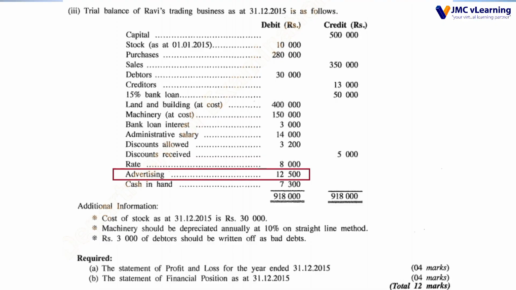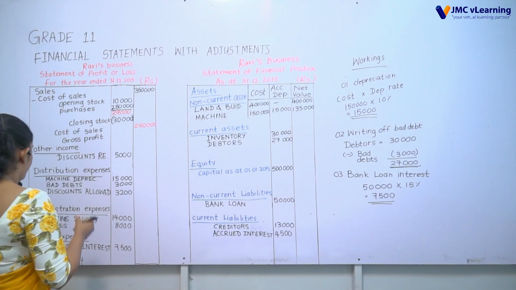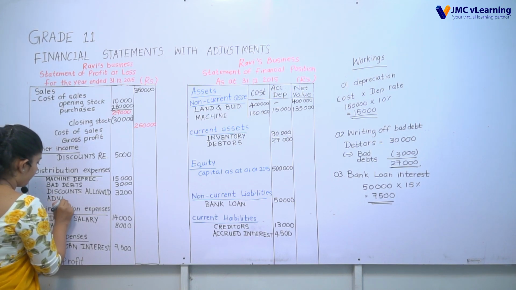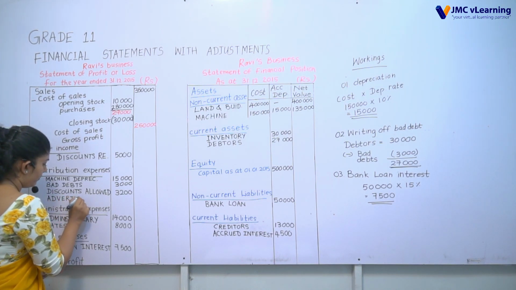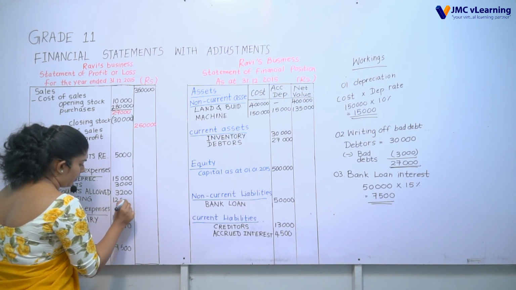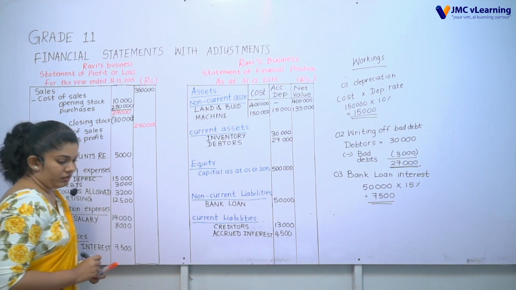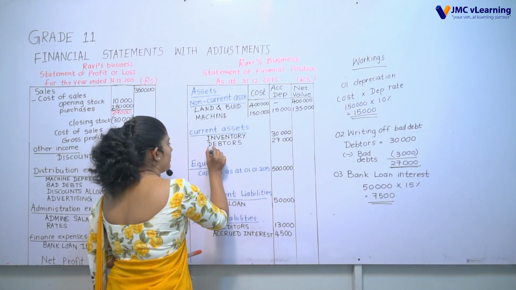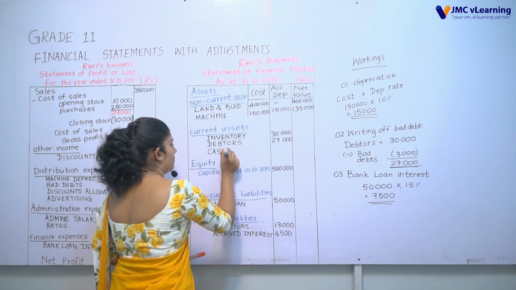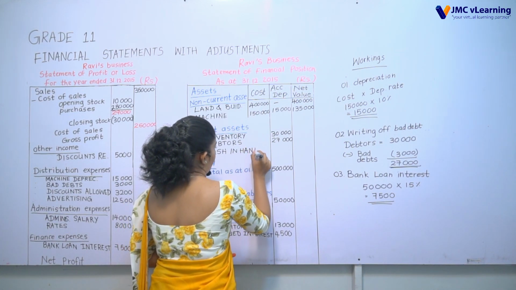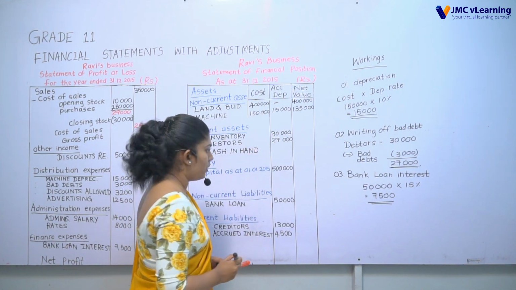Next, advertising 12,500. Advertising definitely goes under distribution. Advertising 12,500. The last line item, cash in hand 7,300. Current asset, cash in hand, the amount is 7,300.